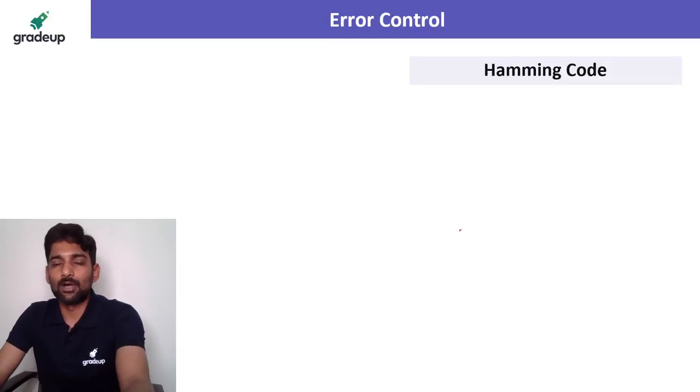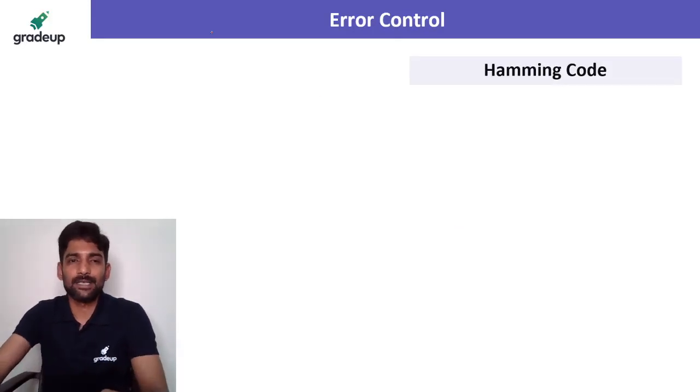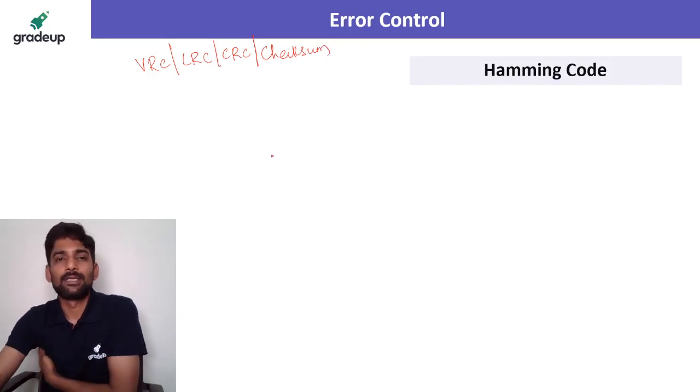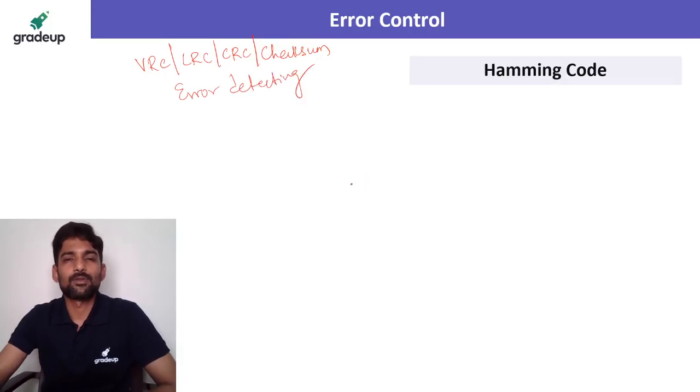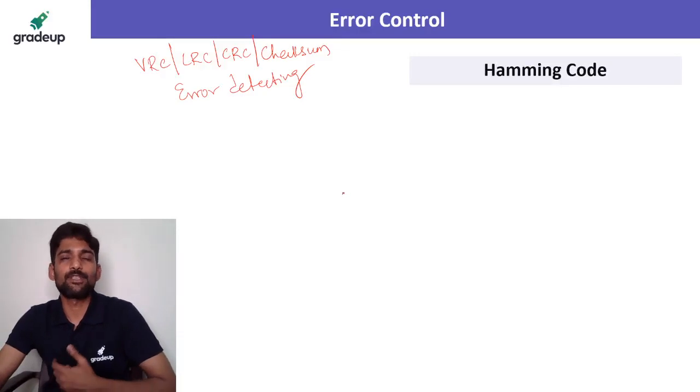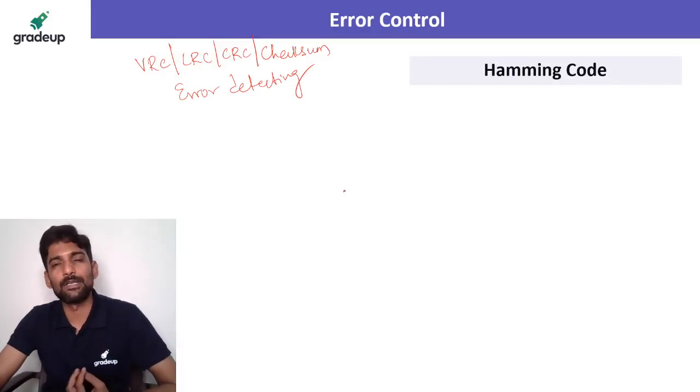Now, these are all VRC, LRC, CRC and checksum. What are these? These are all error detecting codes. So they cannot find where the error is. They can only find whether an error is there or not.